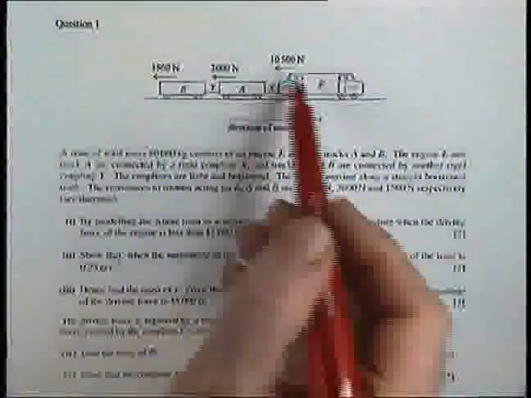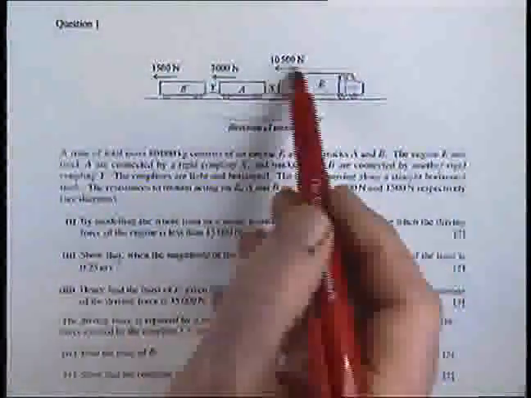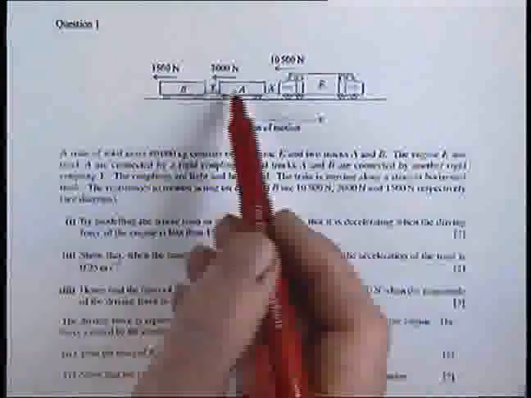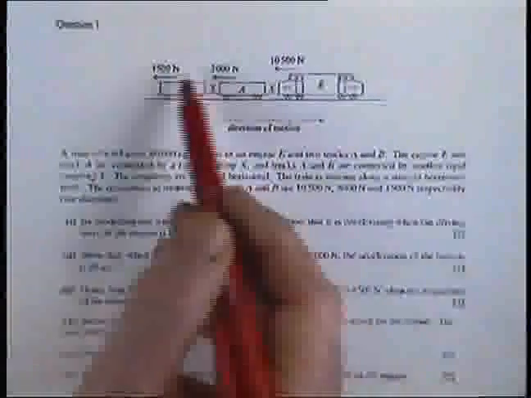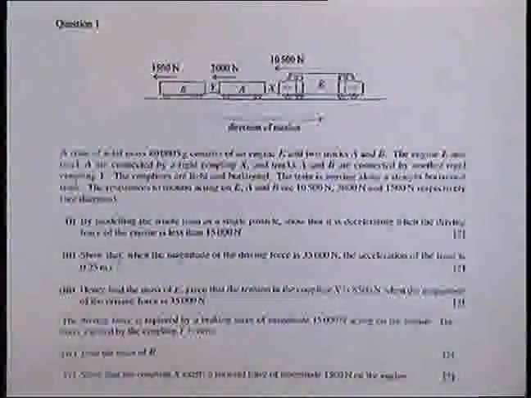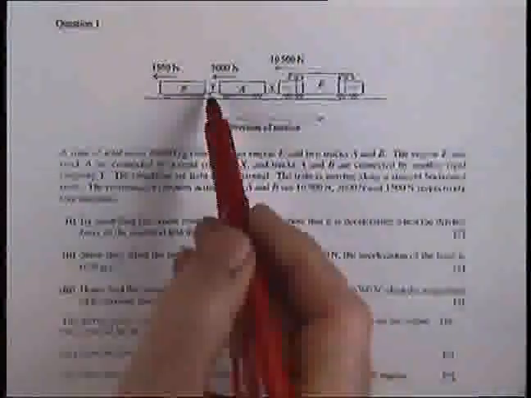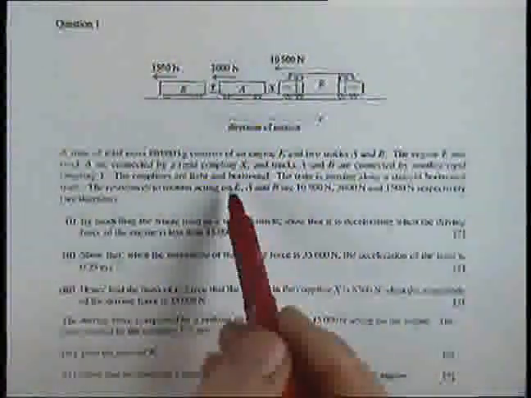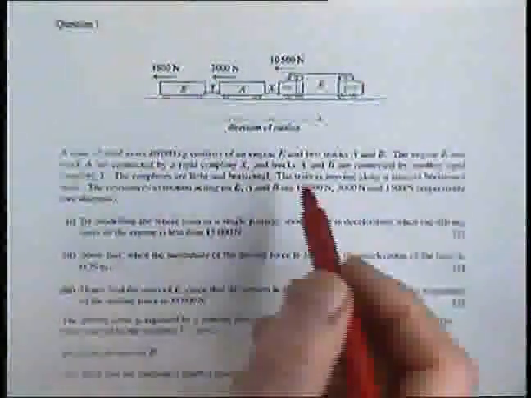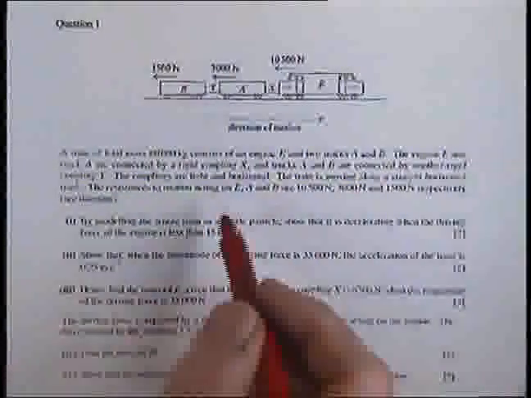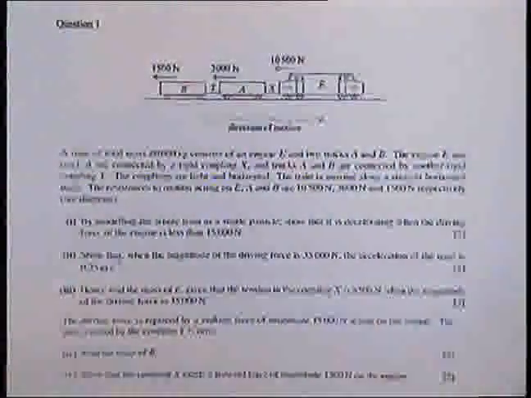Now the resistance to motion on the engine is 10,500 newtons, and then there's a resistance of motion for both of the carriages, and that's indicated by a line above the diagram. We're told that the couplings are light, so we don't have to worry about the mass of the couplings, X and Y, and we're also told that they're horizontal, all the forces are acting horizontally. The train is moving along a straight horizontal track. Okay, so everything given to us in those words is also given to us on the diagram. And that's often the case.